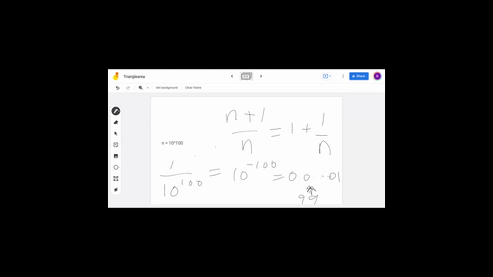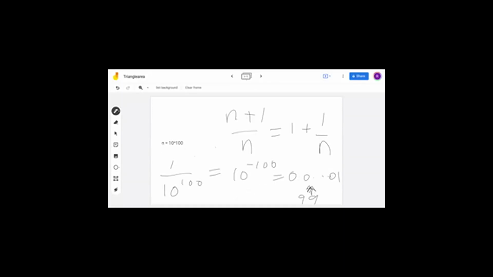It is not exactly 0, but it's near to 0. Especially if we make it 1 over 10 to the power 200, it will become even more near to 0. If we make 1 over 10 to the power 300, it becomes even more near to 0. So how much will n plus 1 over n become? Near to how much? Farhan?